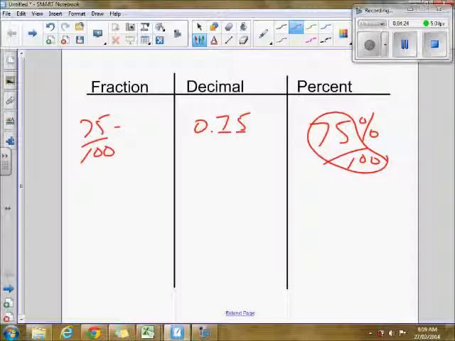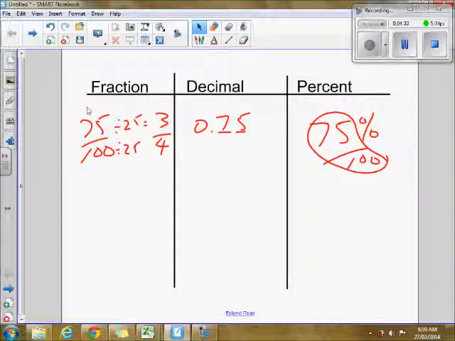We simplify. We can divide that by 25, divide by 25. That would give me 3/4. So there you have it. Those are the basic steps in moving from fractions to decimals to percents and in the reverse order.